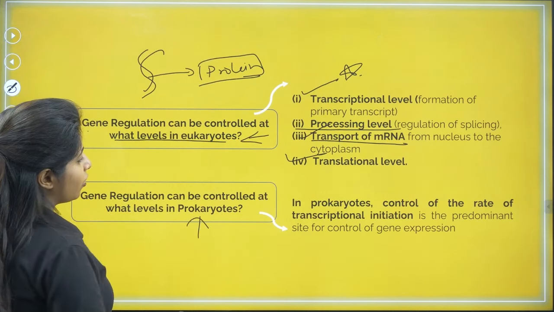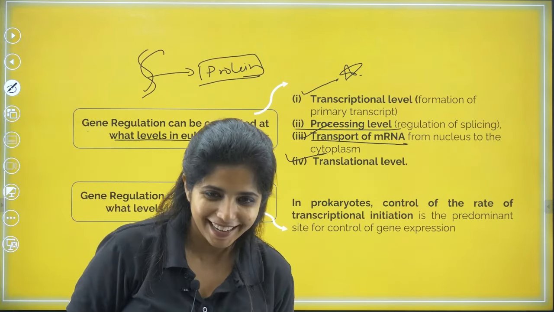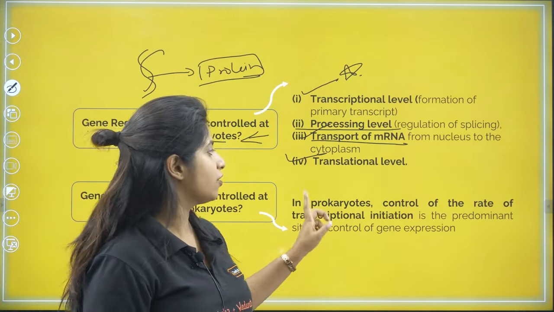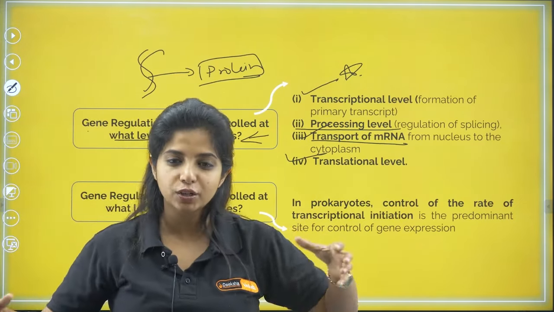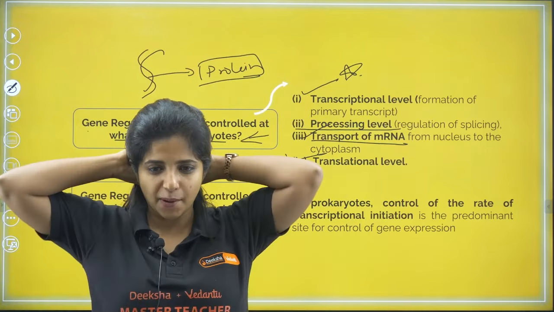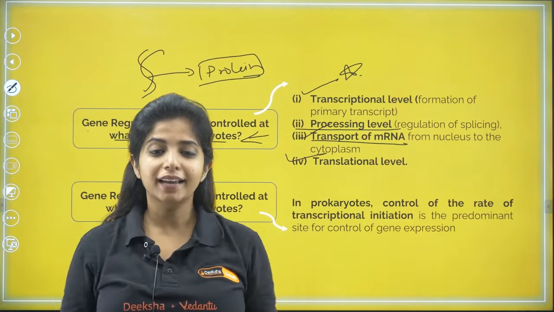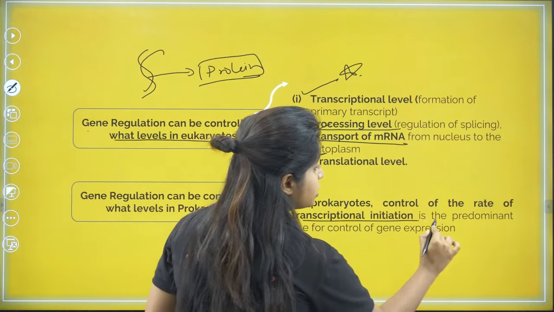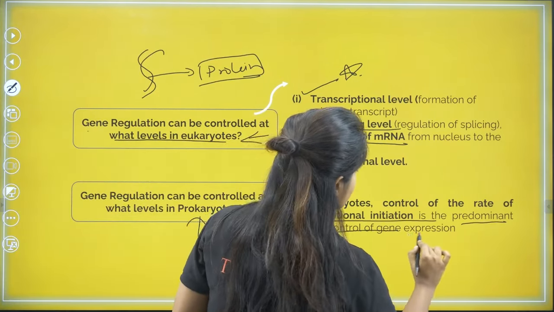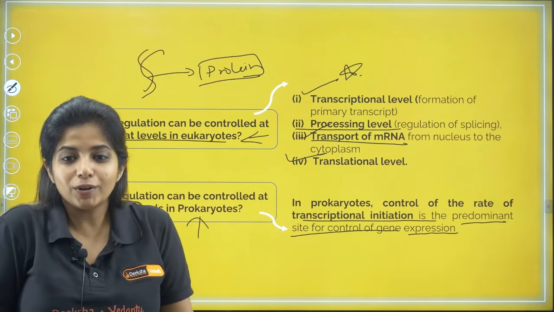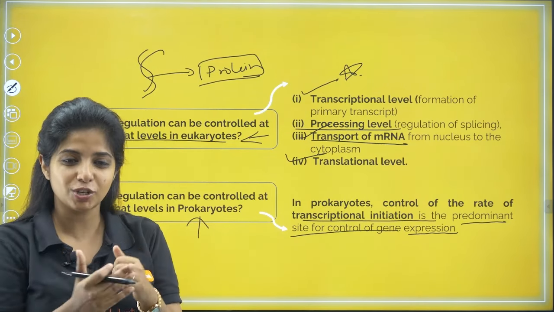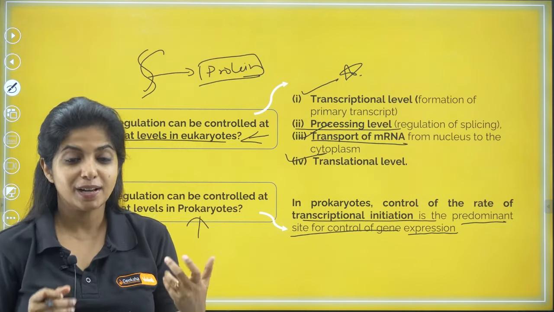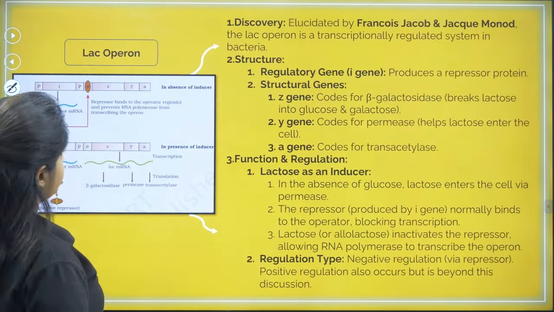Now what about prokaryotes? How can I control the gene regulation up there? So in prokaryotes, things are quite different. Okay, in prokaryotes, since they do not have different regions, nucleus, cytoplasm, this and that, everything happens in the same region, which is why you have different ways to control gene regulation out there. Control of the rate of transcription initiation is the predominant site for gene expression. So only thing that you can do is, when the transcription initiation happens, you can make it stop somewhere. You will not allow the transcription to happen. How, ma'am? I didn't get you. I'll give you an example.